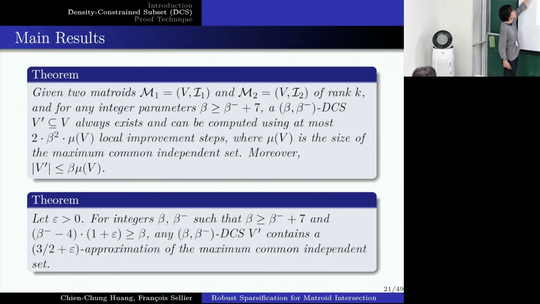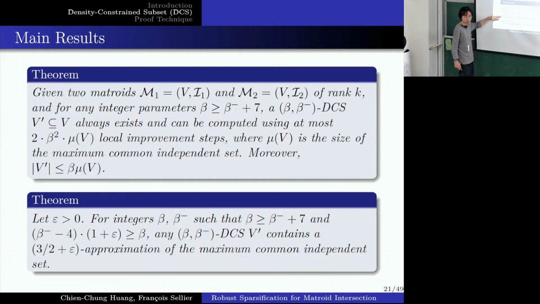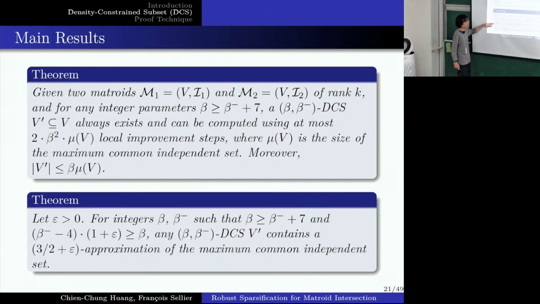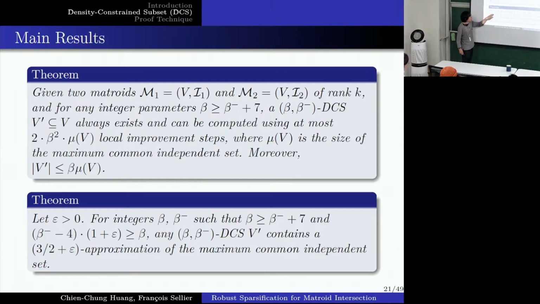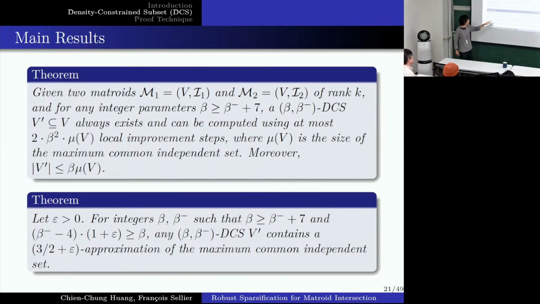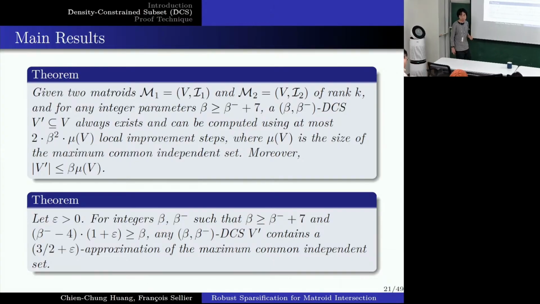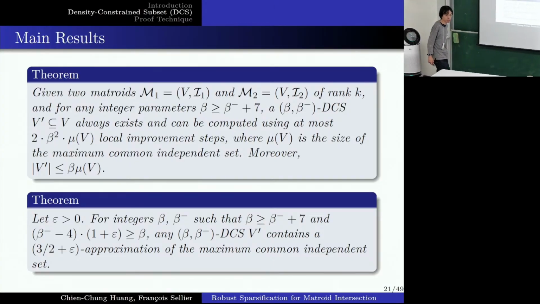This is existence. And the second thing is that we promise you also the approximation ratio. Okay, so if you satisfy this condition, beta is at least 7 bigger than beta minus, and you satisfy this constraint, then you always have a 1.5 plus epsilon approximation in terms of matroid intersection.